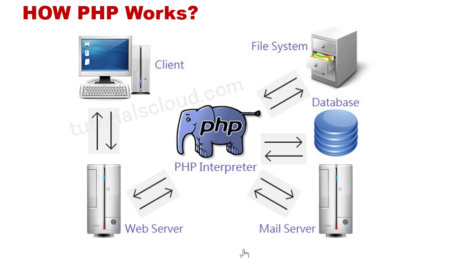Then let us try to understand how PHP works. Here the client will try to access a PHP page. It will send its request to the web server. The web server will forward the request to the PHP interpreter. Depending on the content of the file, the PHP interpreter may refer to the file system, database or mail server, and then will send back the result via the web server to the client.